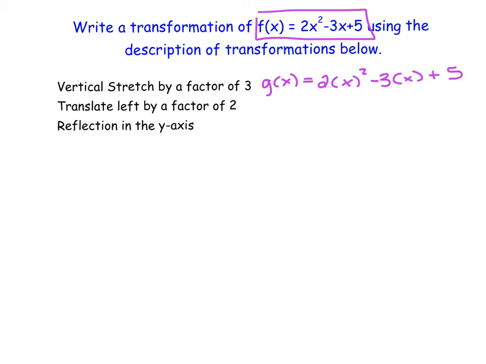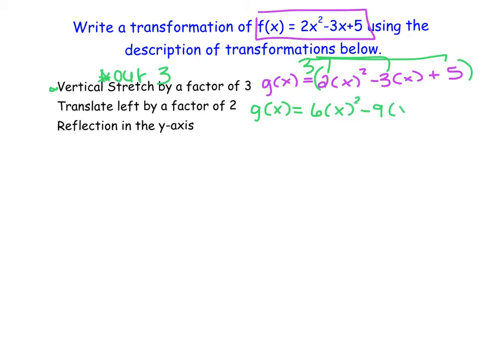So I'm going to start here by performing a vertical stretch by a factor of 3. Remember, this is a multiplication on the outside by 3. So we're going to multiply each of these terms on the outside by 3. So the 2, the negative 3, and the 5 all get multiplied by 3. So I have g of x is equal to, that becomes 6x squared minus 9x plus 5.